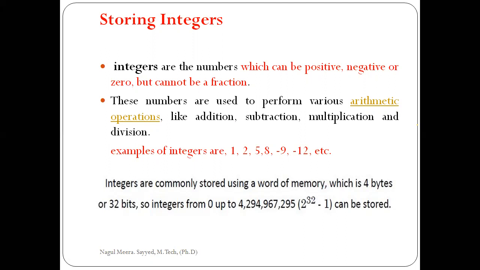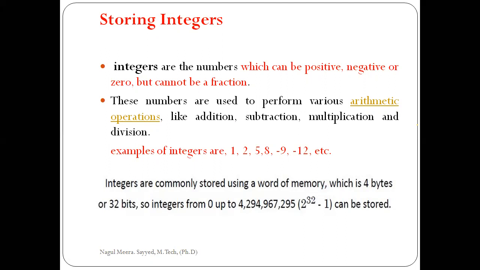These are all arithmetical operations. We can perform these arithmetic operations with the help of integers. Example integers are 0, 1, 2, 5, 8. Those are all positive numbers. Minus 9, minus 10, minus 100 are all negative numbers, etc.